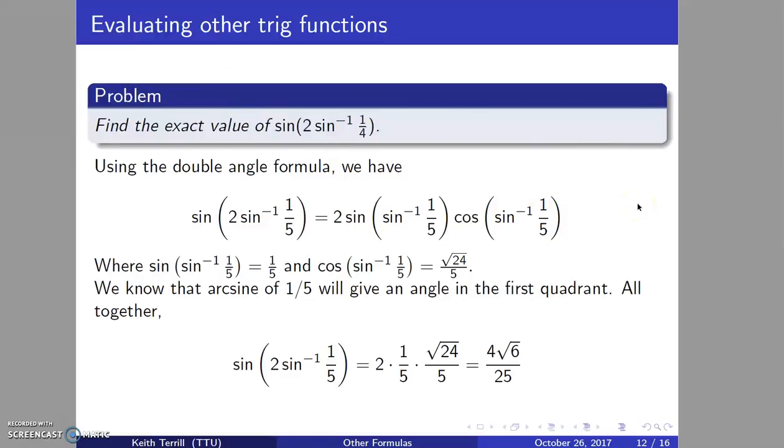I don't have video editing technology anyway. If it were sine arcsine 1/5, you'd get 1/5 out. But you aren't so lucky because of this 2 in here. I would get some angle for arcsine of 1/5, and then I would double that and then apply the sine. I can't just undo the arcsine and then double it. So what I would have to do is apply the double angle formula, recognizing that in sine of 2 theta, theta in this case is arcsine of 1/5. So it's 2 sine theta cosine theta.